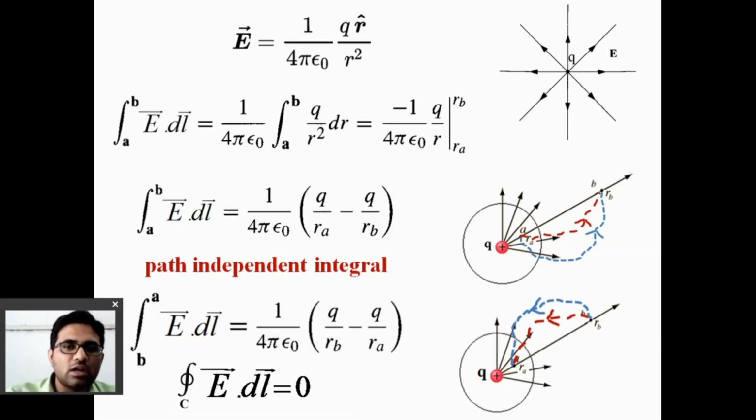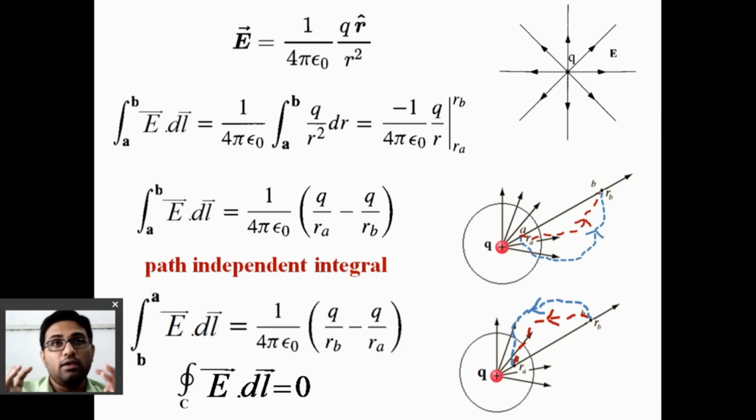It means whatever work we do, if we take a unit charge, then unit charge times E is the force applied on that unit charge. The work done against that electric force is path independent. And if we do the work in a closed path, it will give us 0. That's why it is called a conservative field.